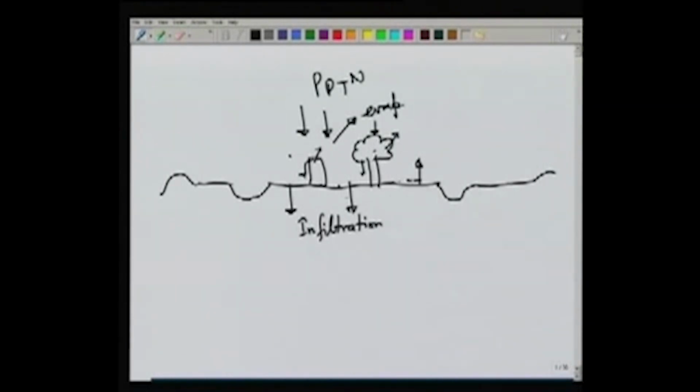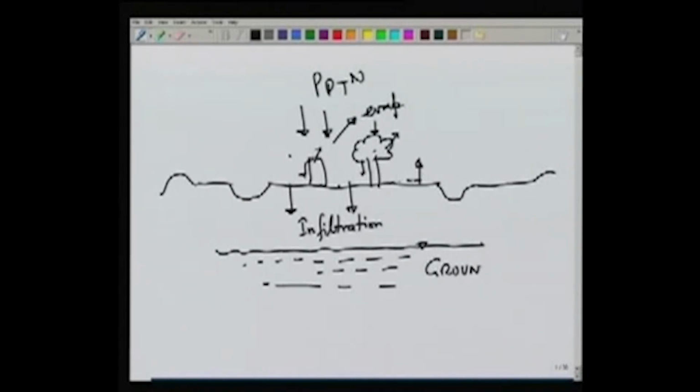Now once this water goes underground, there is below the ground a saturated soil layer, and this is known as the groundwater. Which moves very slowly. So once the water reaches the groundwater, it will move again towards the drain, but at a very slow rate.